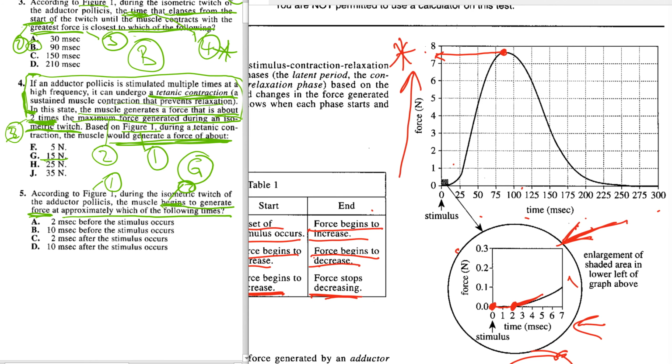10 milliseconds isn't anywhere in this thing. So we can get rid of B and D. And is it before the stimulus occurs or after the stimulus occurs? Well, the stimulus starts at 0. This is before, obviously. Well, nothing's happening before it. And this is after. So it's 2 milliseconds after. Simple. And that would be 2 milliseconds after the stimulus, C.